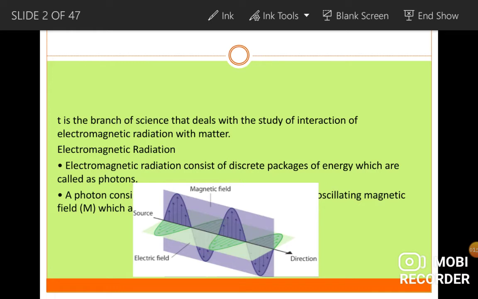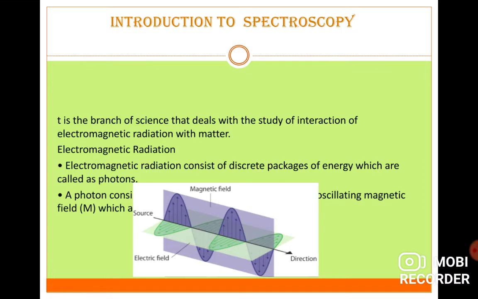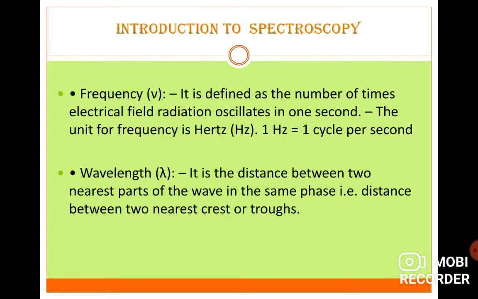What is electromagnetic radiation? Electromagnetic radiation consists of discrete packets of energy which are called photons. A photon consists of an oscillating magnetic field and electric field that are perpendicular to each other. So the photon consists of an oscillating electric field and magnetic field together, and they are both perpendicular to each other.